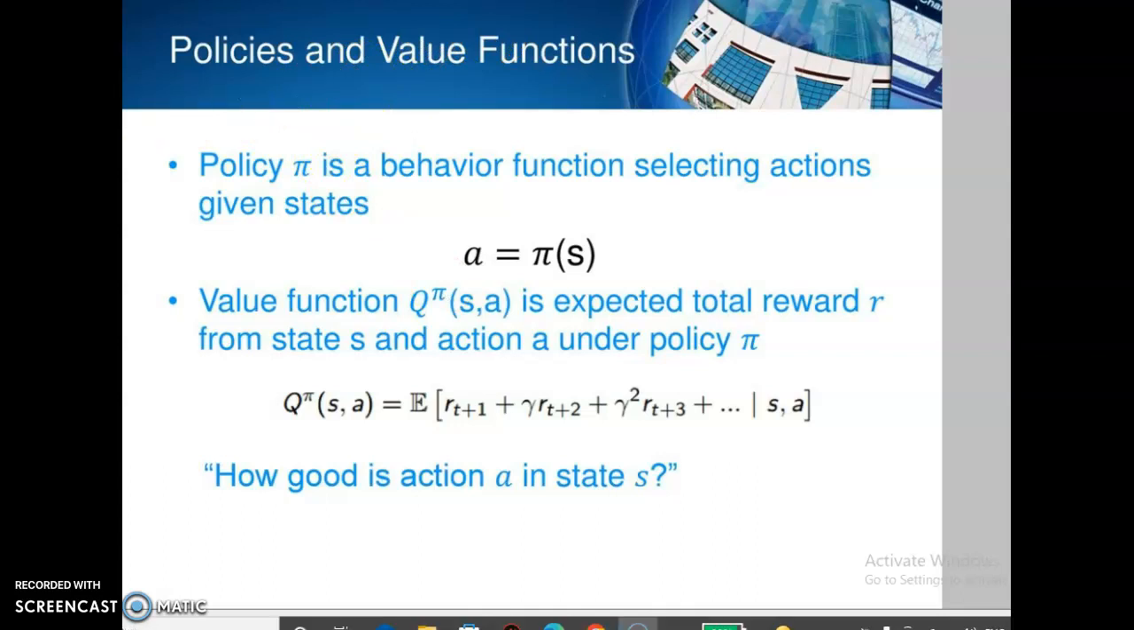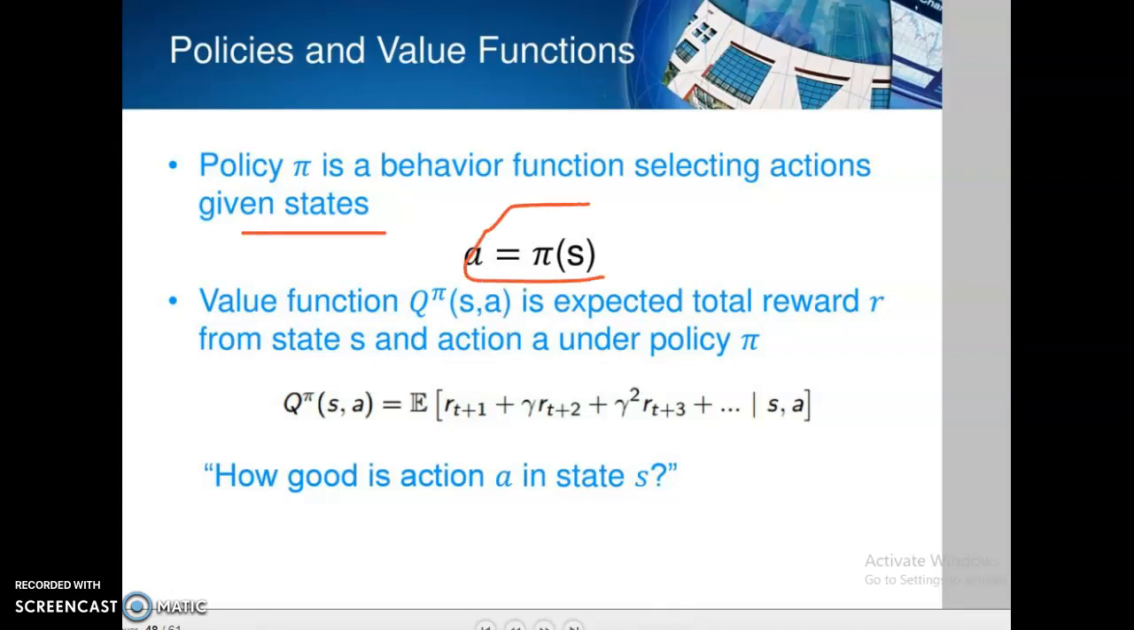Policy pi is a behavior function selecting actions given states: a equals pi of s. Value function q_pi(s, a) is the expected total reward from state s and action a under policy pi: q_pi(s, a) equals E of r_(t+1) plus gamma r_(t+2) plus gamma squared r_(t+3) and so on, given s and a. How good is action a in state s?